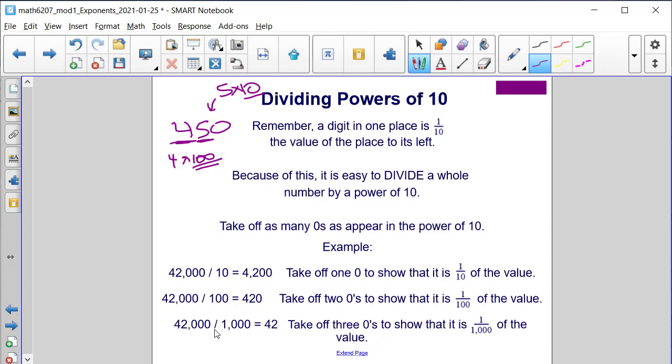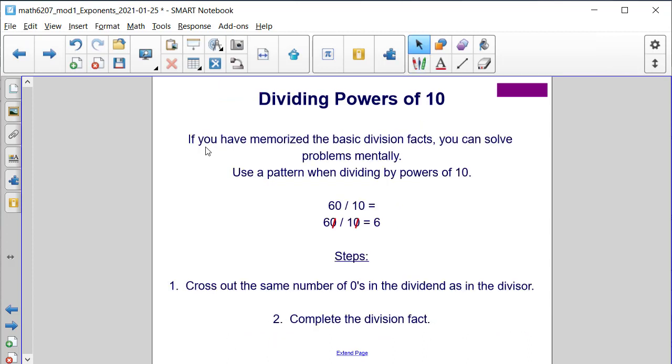If you had 42,000 divided by 1,000, the answer or quotient would be 42. You would take off 3 zeros to show that it is 1/1000th of the value. If you have memorized the basic division facts, you can solve these types of problems mentally by using a pattern when dividing by powers of 10.